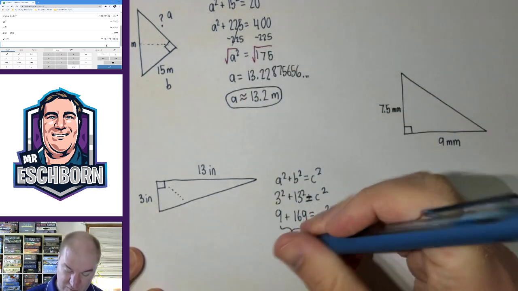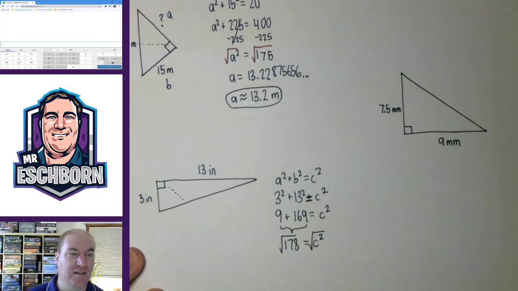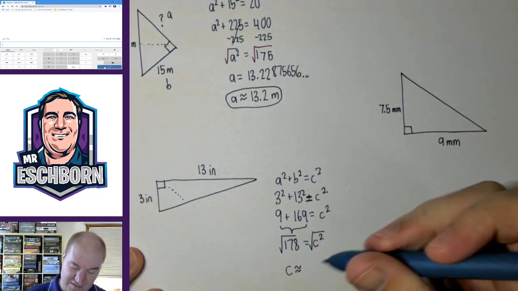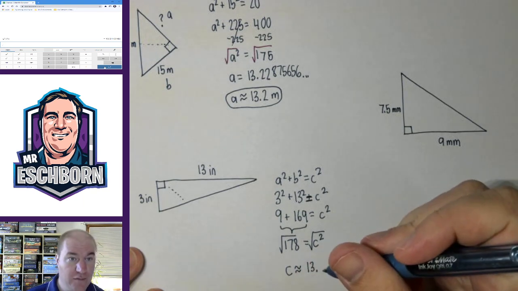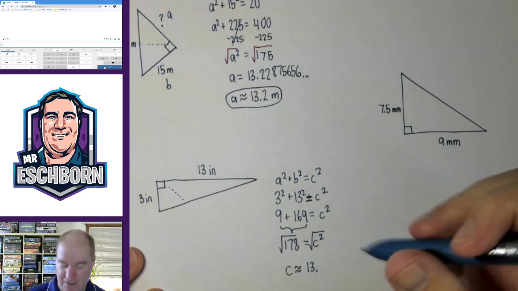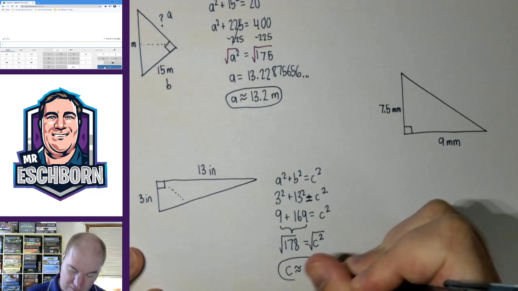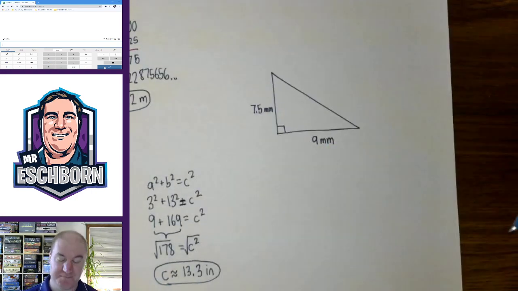That's really close to 175. So when I square root both sides, I'm going to get square root 178, which is, C is approximately 13.3416646. So I'm going to do this one to the nearest tenth again. So 13.3 inches. So make sure when you're doing these questions, you look carefully and you see what place value they want it to be rounded to.